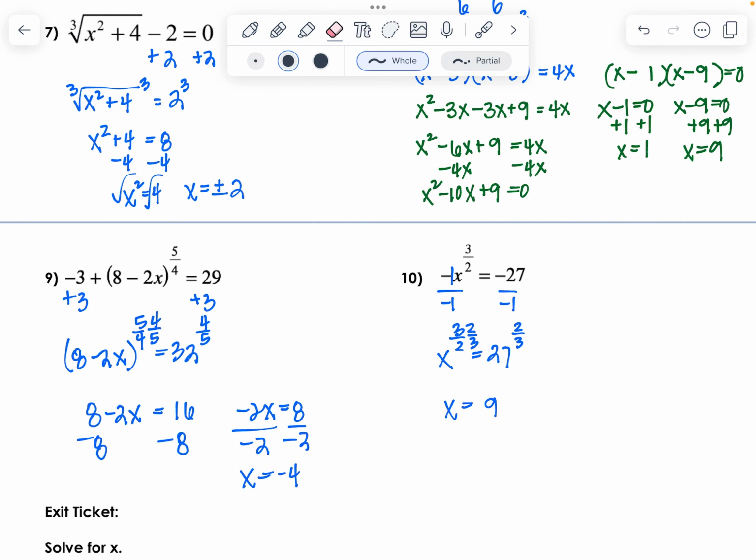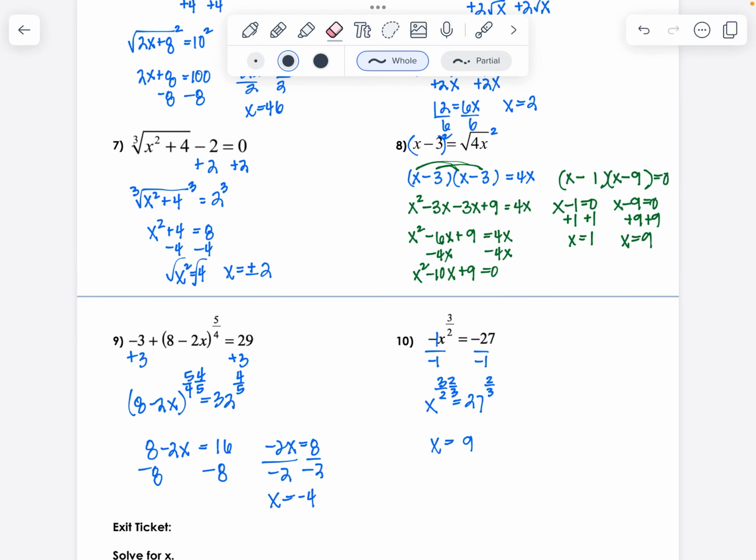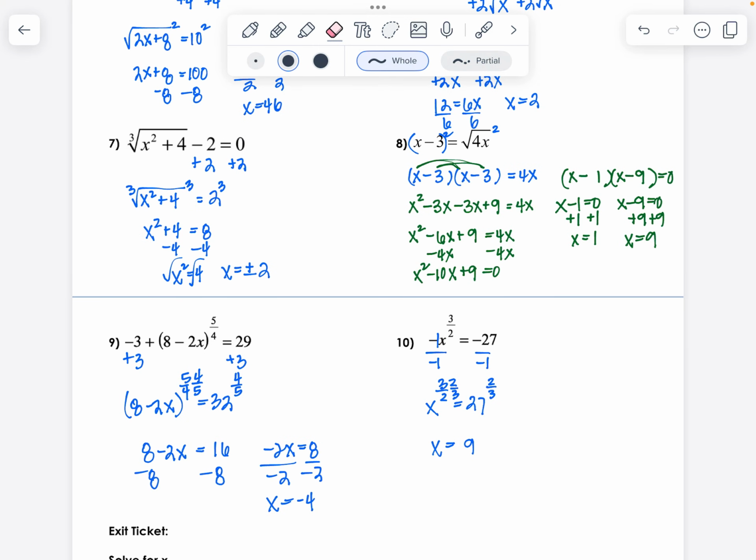Okay, again, Desmos would do all that math for you if you didn't feel like you could do it in your head. Okay, see if that helps you do your practice, your exit ticket, and hope to see you tomorrow.